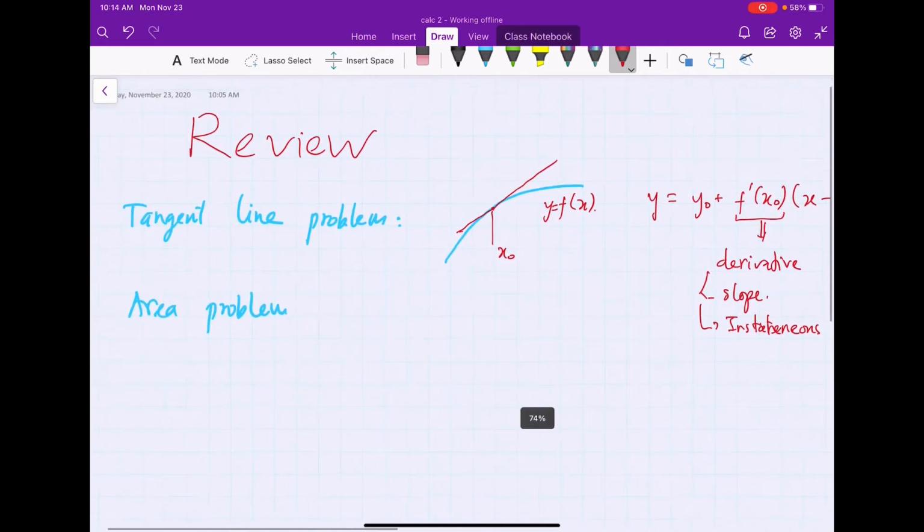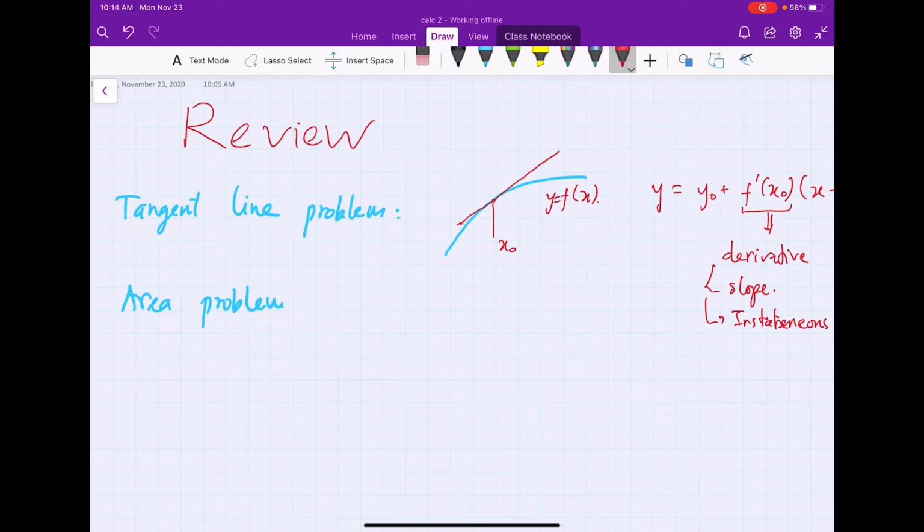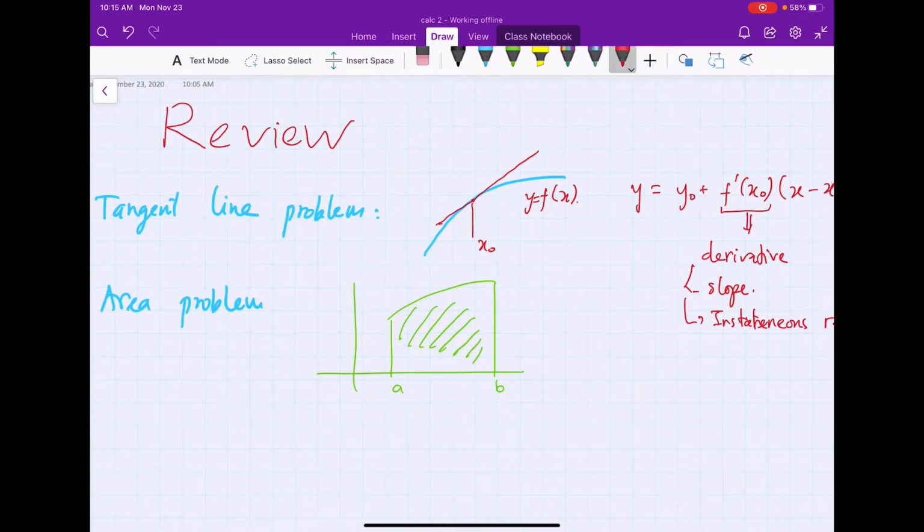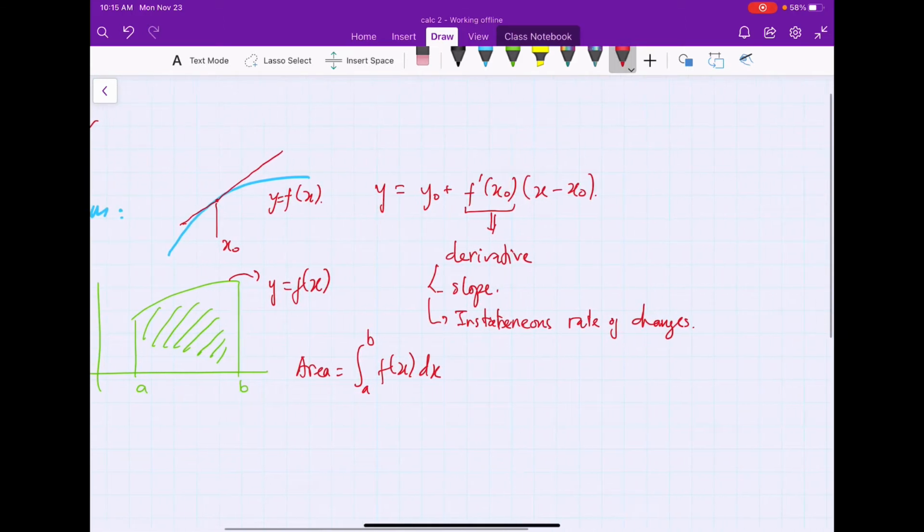The second problem is the area problem. We learn how to find the area of a region enclosed by the graph of the function on some interval a and b. Basically, we need to find the area of this region. In the last chapter, we study that the area is nothing but the definite integral from a to b, f of x dx, where the function is f of x. We learn how to use Riemann sums to find this definite integral.